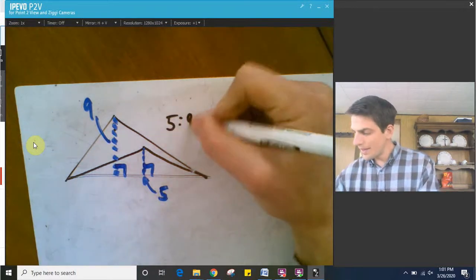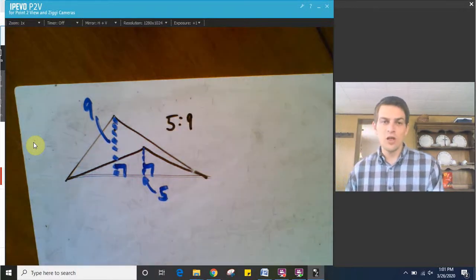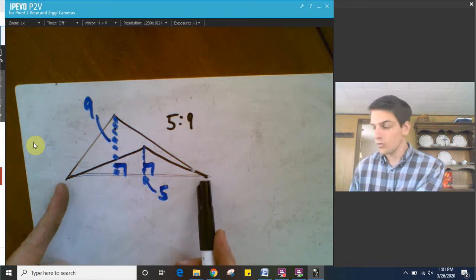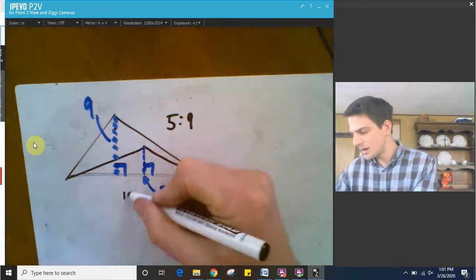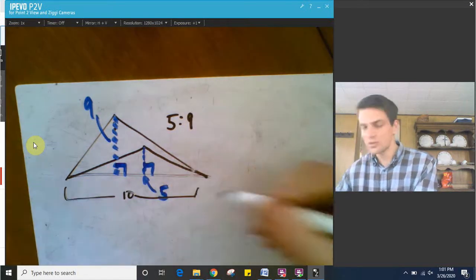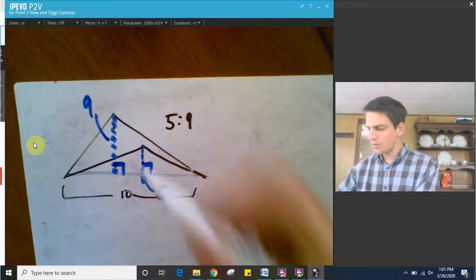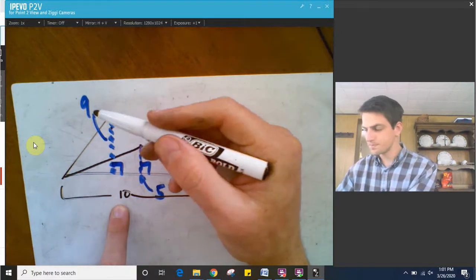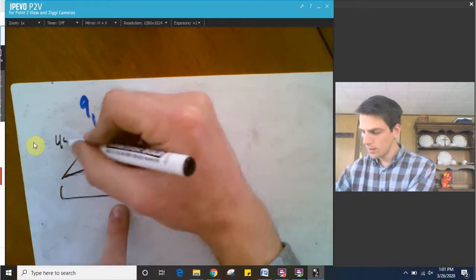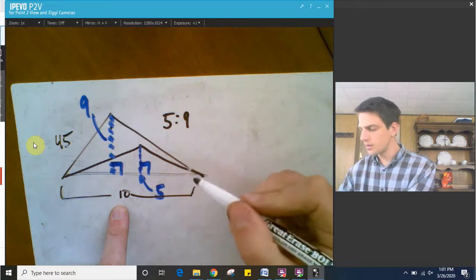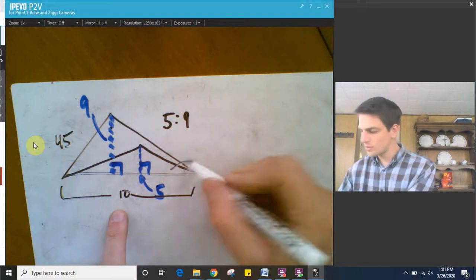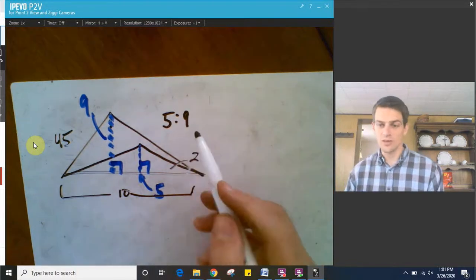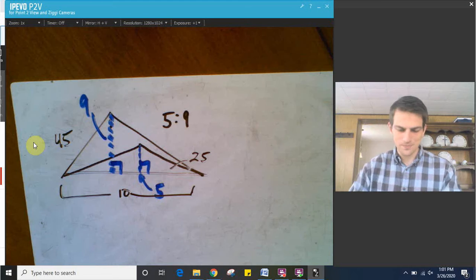And if you wanted to verify this, you could plug in whatever number you want for the base and then figure out what the area would be. So say the base here was 10. This is just using our imagination now. Then the area of the big triangle would be 10 times 9 divided by 2, which is 45. And the area of the little triangle would be 5 times 10 divided by 2, which is 25. And 25 to 45 reduces to 5 to 9. So that holds true there.